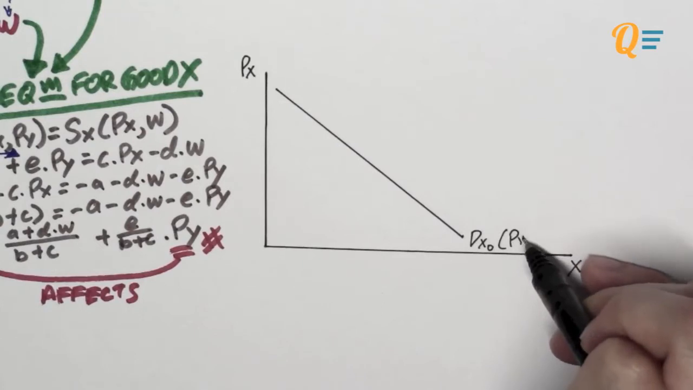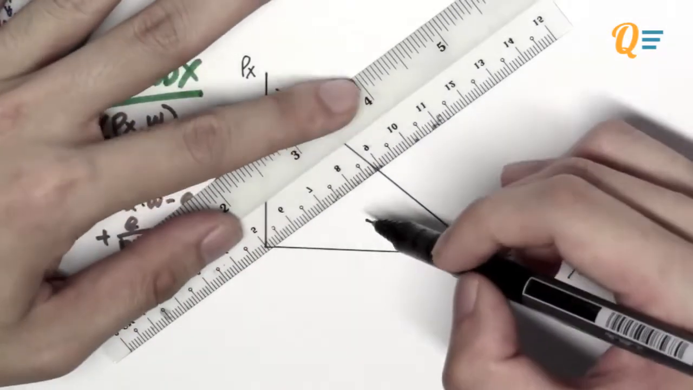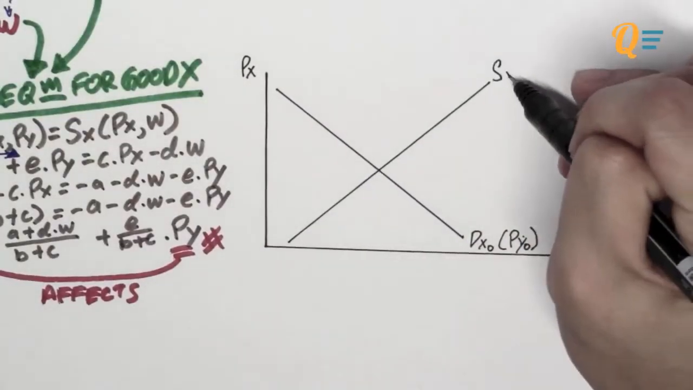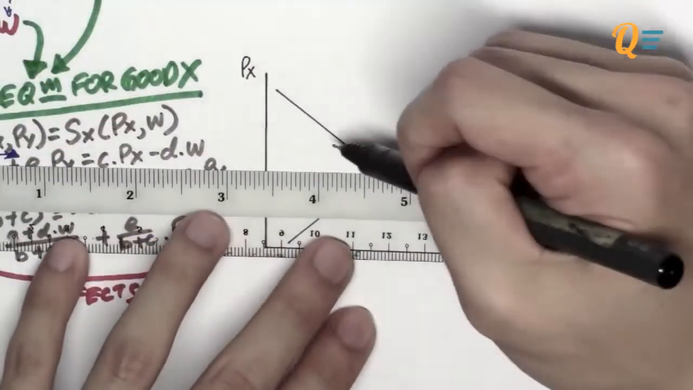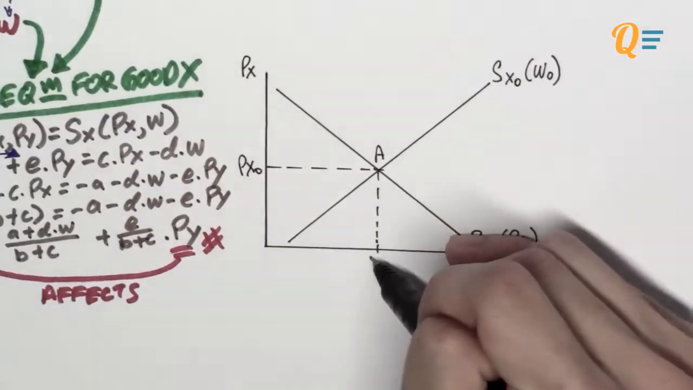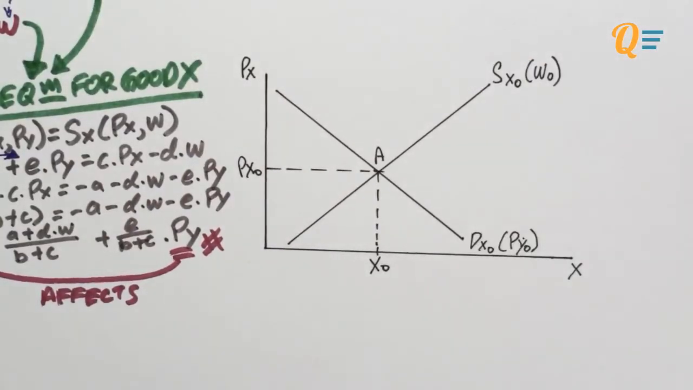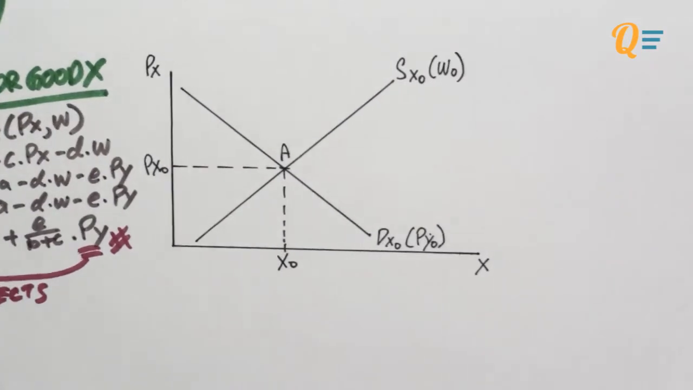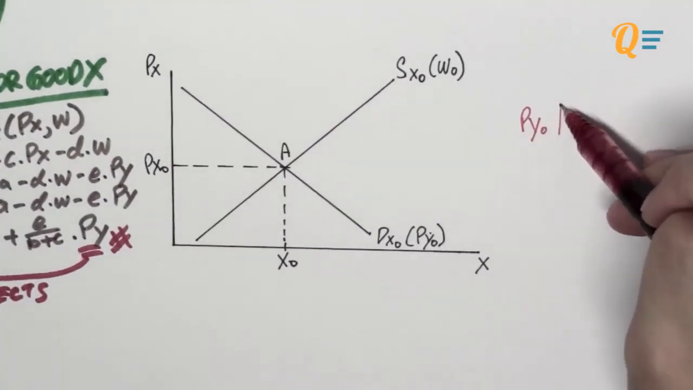So this is the demand curve for good X, which is affected by the price of Y, and here is your supply curve for X, which is affected by the wage rate. So the partial equilibrium in the market for good X would be at point A, where the price of X is Px0 and the amount produced and consumed is X0.